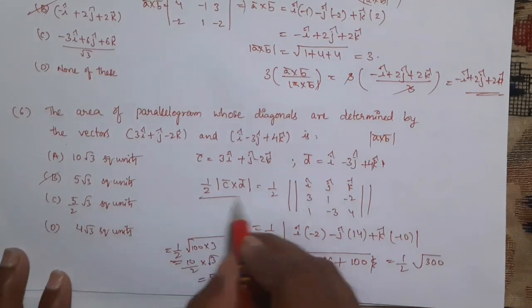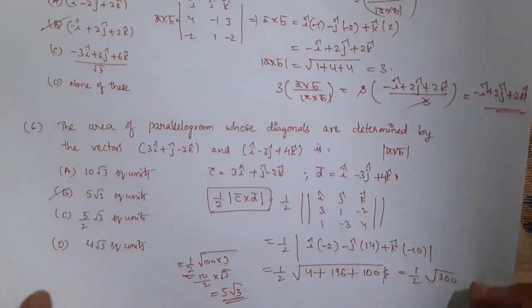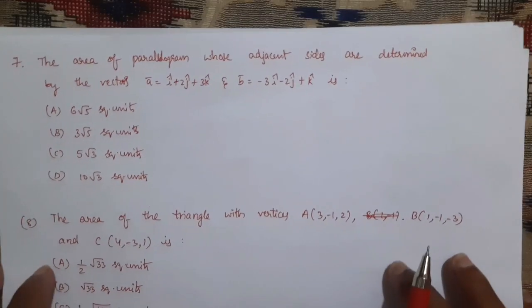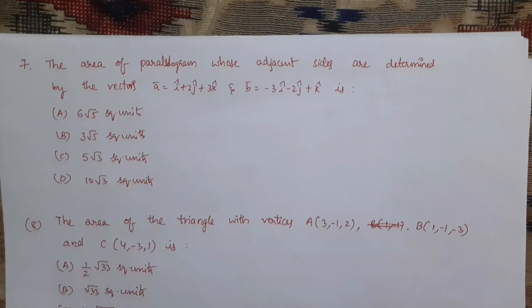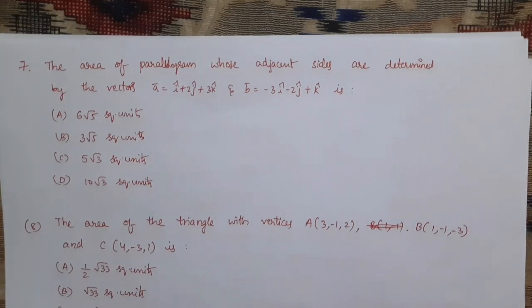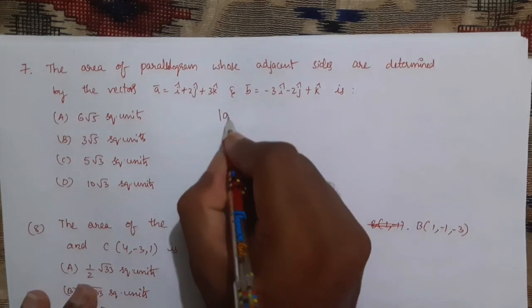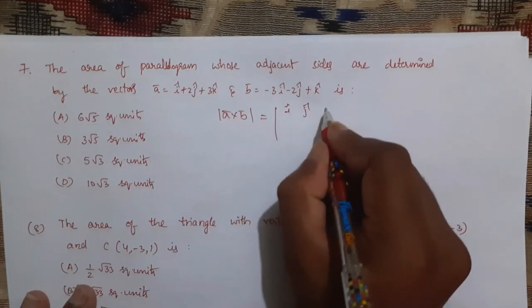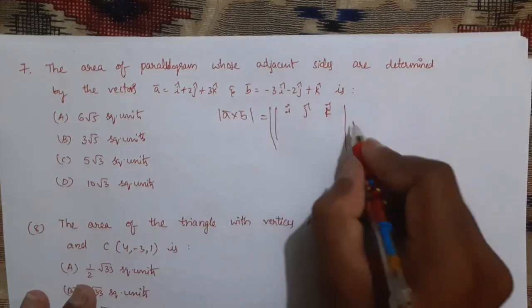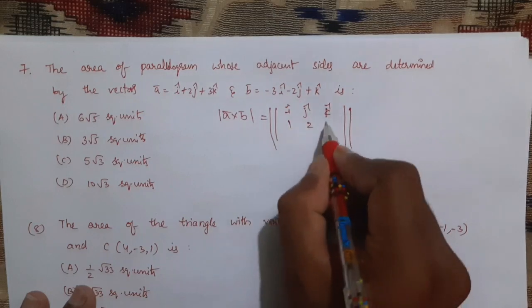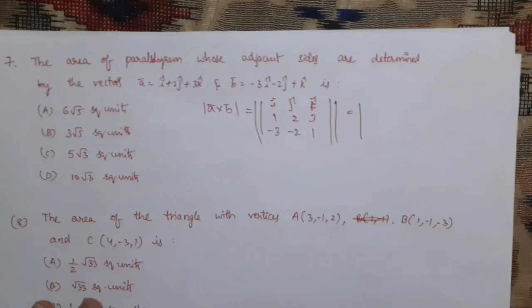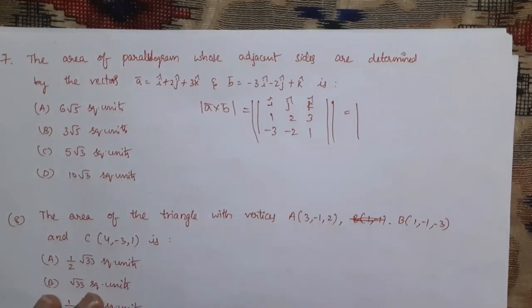So remember this formula. Next, question number 7. Here you see, area of parallelogram whose edges and sides are given. Edges and sides are different, diagonals are different. Edges and sides means directly we do modulus of a bar cross b bar. Okay, modulus of this is i cap, j cap and k cap. So for this, 1, 2, 3, minus 3, minus 2, 1. So you need to do very fast so that you can minimize time on this type of easy questions.